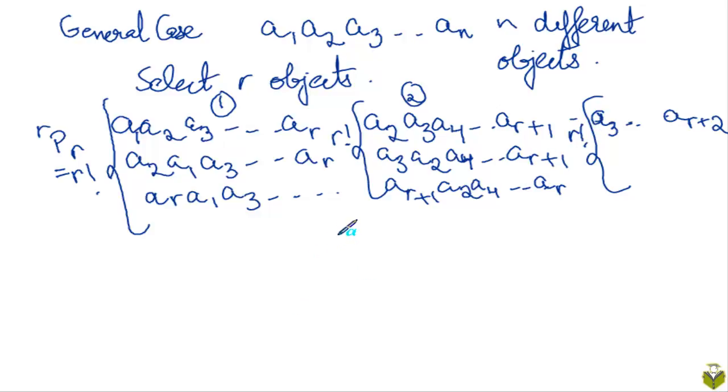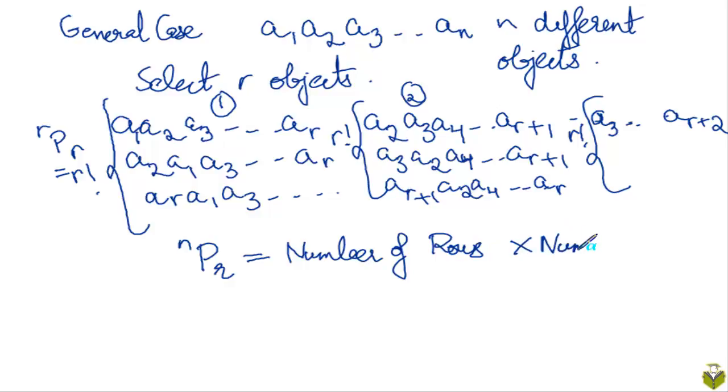So what is this? All these arrangements, if you look at the rows and columns, are the same as permutations. The number of permutations of n objects taken R at a time is the same as the number of rows into the number of columns, right? So these are the rows 1, 2, 3 and so on. These are the number of rows, and how many columns do you have? R factorial, right?